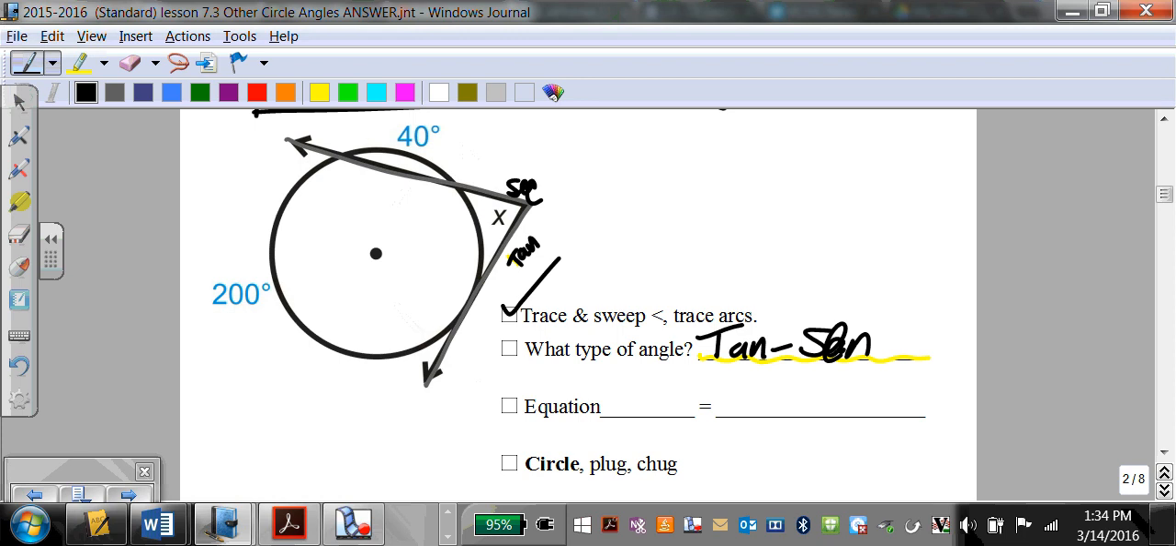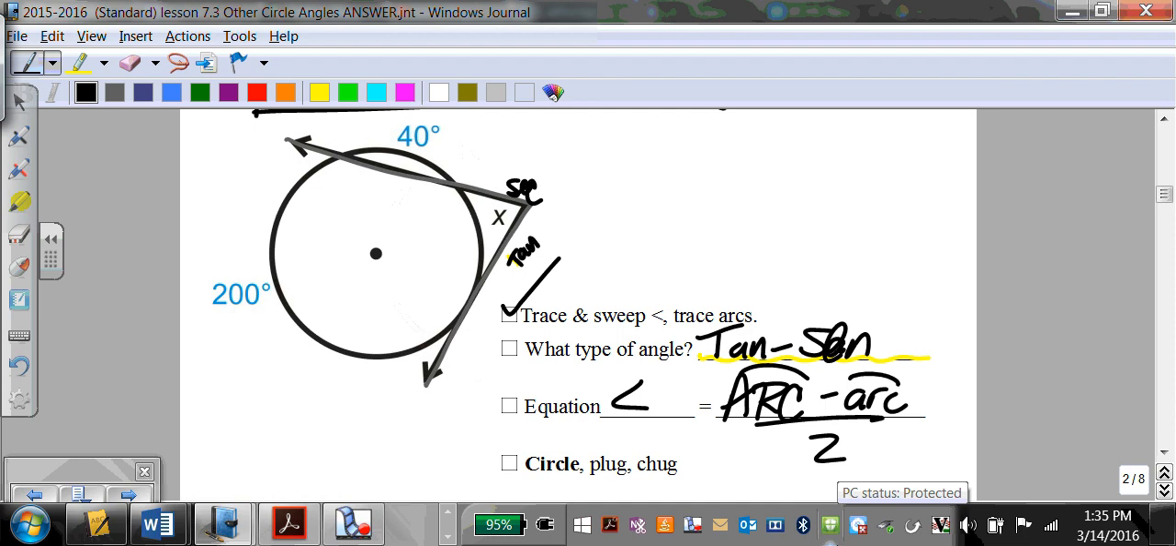Miss Mason, what's the equation there? Excellent. Start working on it. Go to town, my friends. Angle equals big arc minus little arc over 2. I'm going to give you 1 minute. I want absolutely no talking and no collaboration, please. There's a reason why. I don't want you looking at each other's answers.